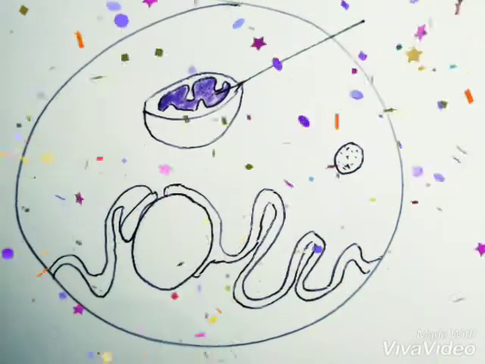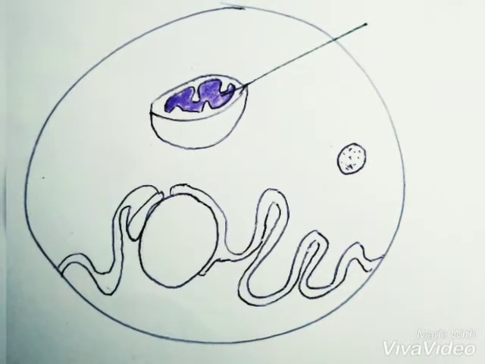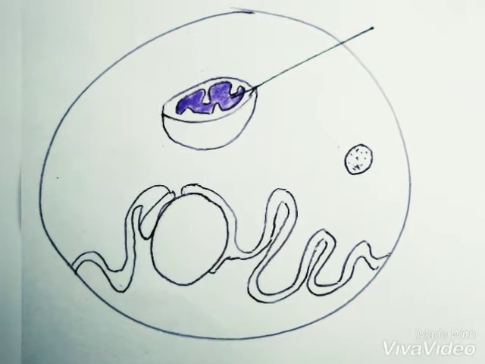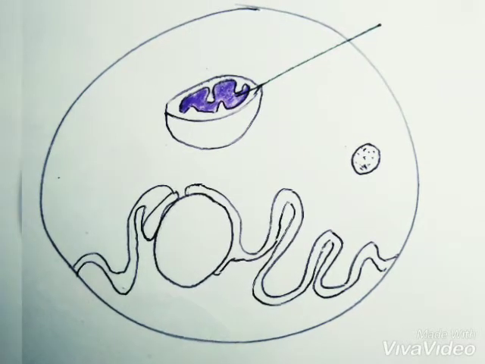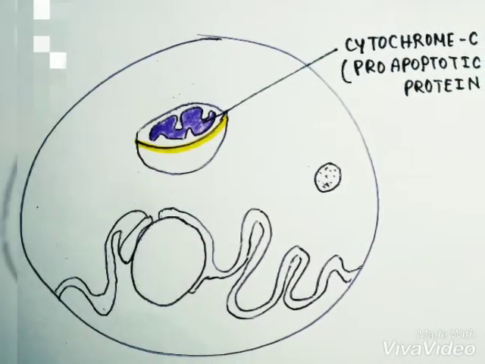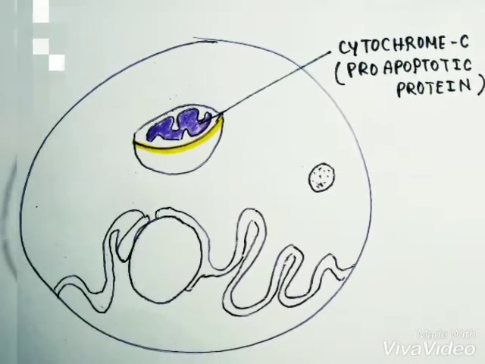Today we'll see about the mechanism of apoptosis, the programmed cell death. We'll divide the process into the initiation phase, the execution phase, and at last the removal of the apoptotic body. In the initiation phase, we have the intrinsic phase and the extrinsic phase. In the intrinsic phase, the mitochondria play a very important role.